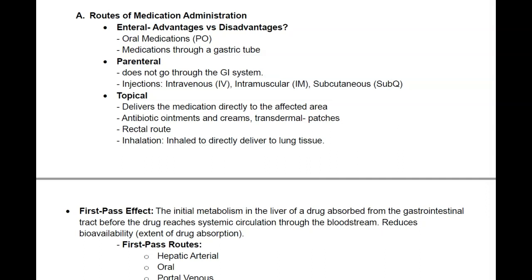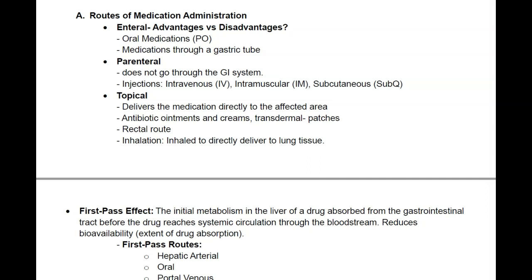Now you have parenteral. So parenteral meaning it does not go through the GI system. So other than something taken orally, this would be your injection. So different forms of injections including intravenously, which is through the IV or through the vein. You have intramuscular, which is an injection to the muscle tissue. And you have subcutaneous, which is an injection to the fat tissue.